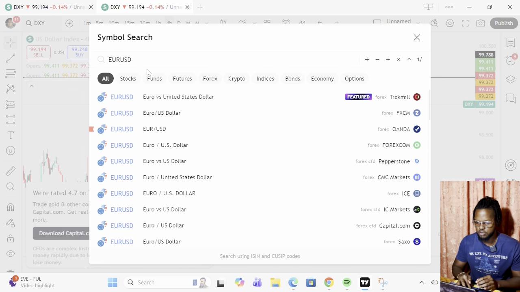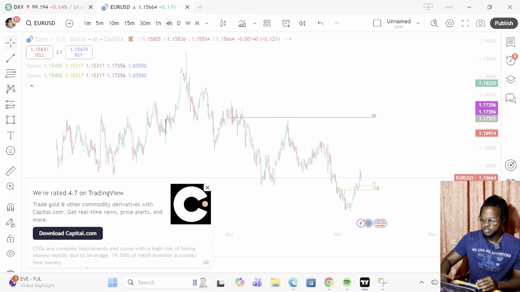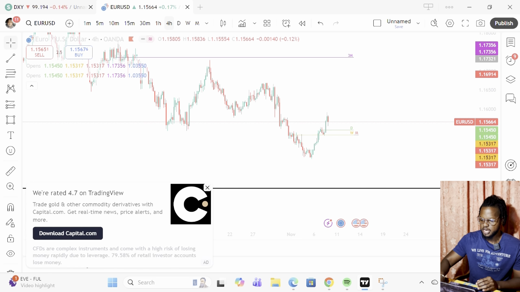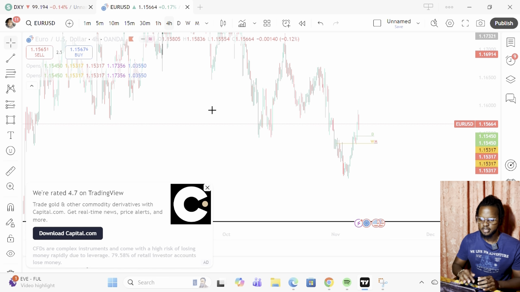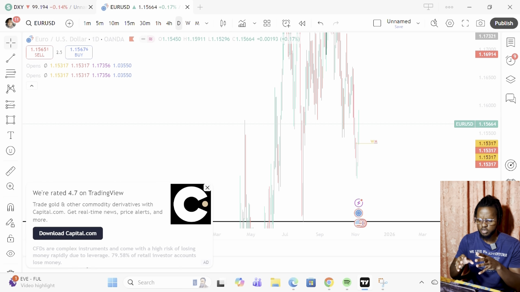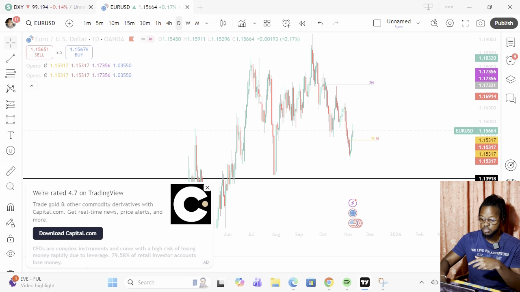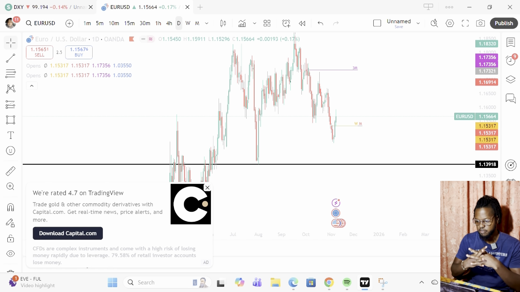And my number one position, of course, is EURUSD. EURUSD comprises over 50% of the dollar index. So basically how the dollar index moves is most likely how the EURUSD is going to move. So with EURUSD, I'm still bearish on this.